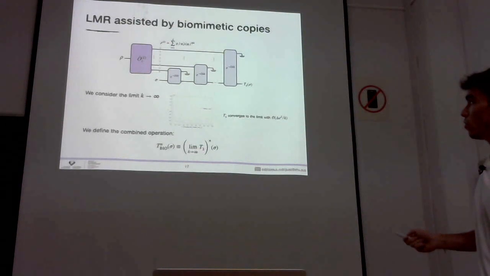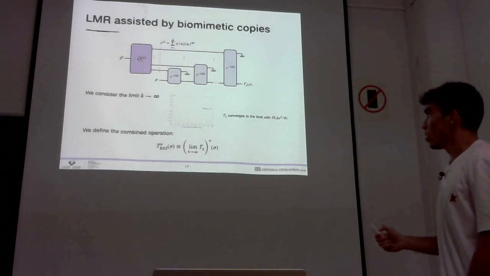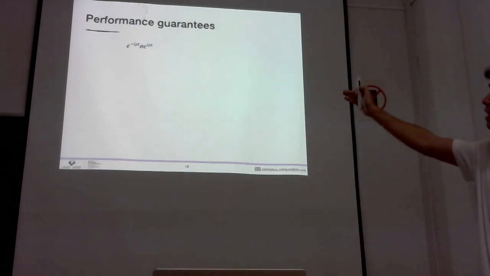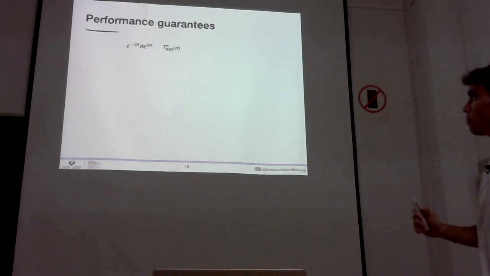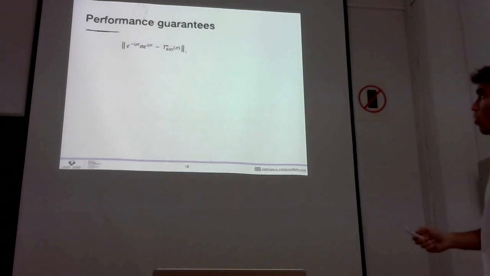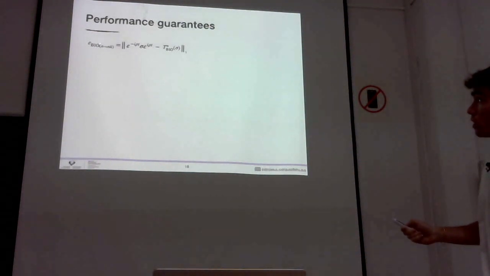And then I do it n times, because I will not have only a single copy of rho, I have n copies of rho. So this is the combined operation, and just as before, I have my target operation. Now I have this biomimetic protocol, this LMR combined with the biomimetic protocol. I want to quantify this error. This will be the error. This is defined in this way.